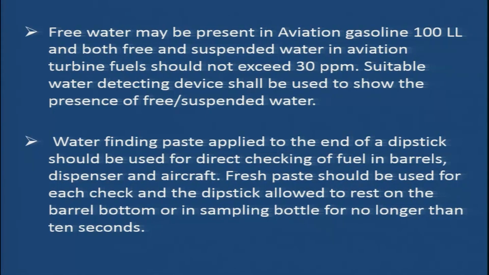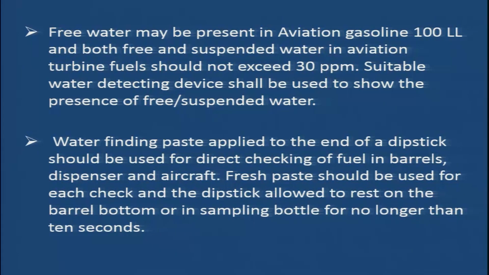Free water may be present in aviation gasoline 100LL, and both free and suspended water in ATFs should not exceed 30 ppm. A suitable water detecting device shall be used to show the presence of free or suspended water. So, there are devices through which we can see whether the fuel has got some water content. Water finding paste applied to the end of a dipstick should be used for direct checking of fuel in the barrels. So, the fuel which is stored in the barrels should also be checked by placing a dipstick and applying a water finding paste at the end of it.